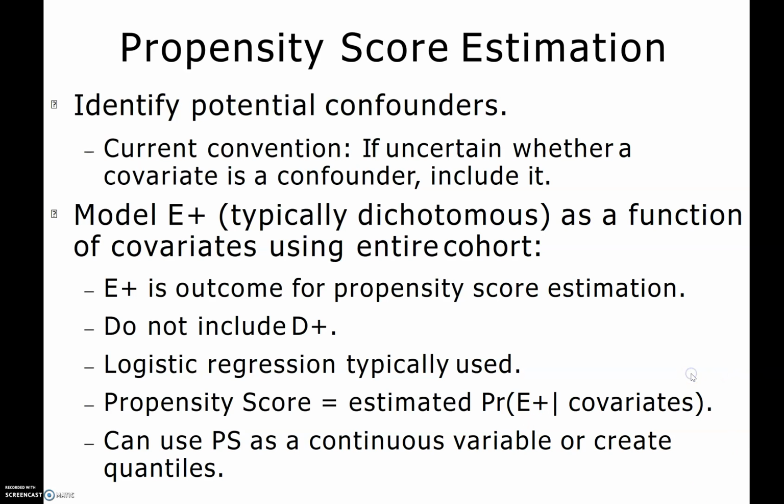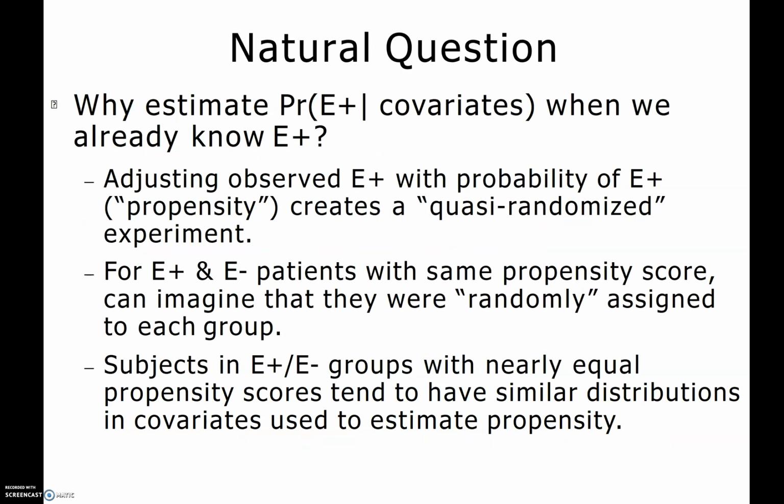Okay, next slide if I can get there. There we go. So this may seem a little confusing, because remember, E plus is our treatment condition. E plus is the treatment, E minus is the control. Why would we be estimating the probability of E plus when we already know it? Well, because this is giving you the probability of that treatment condition, given all these things that we believe are related to that treatment condition.